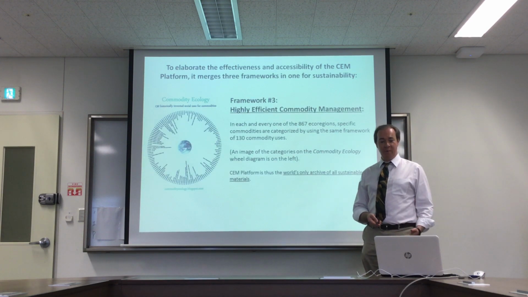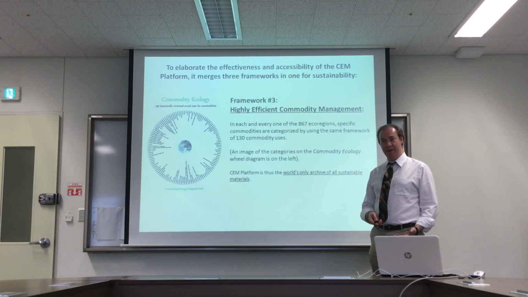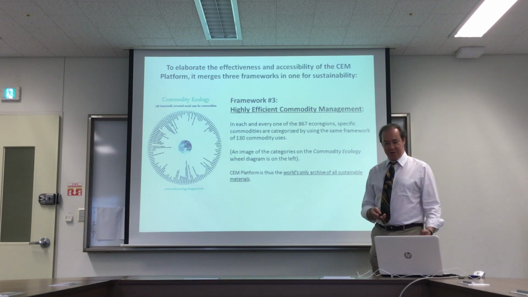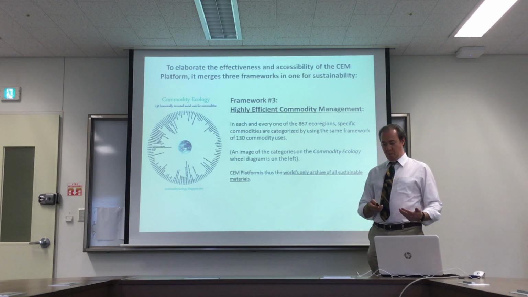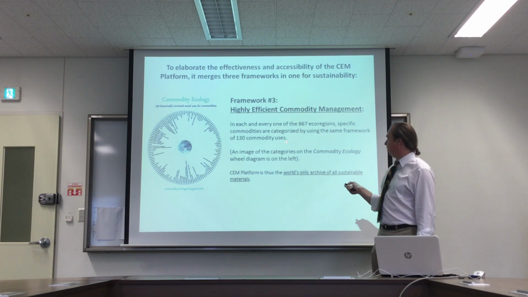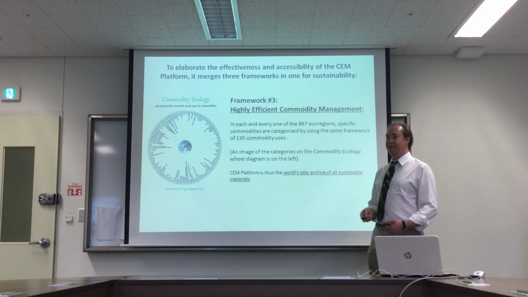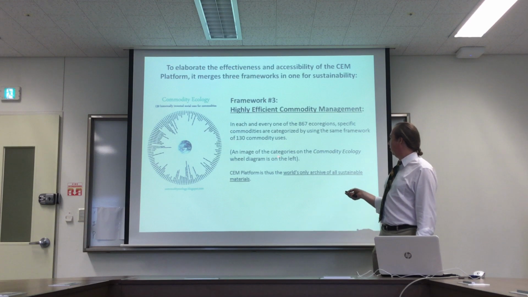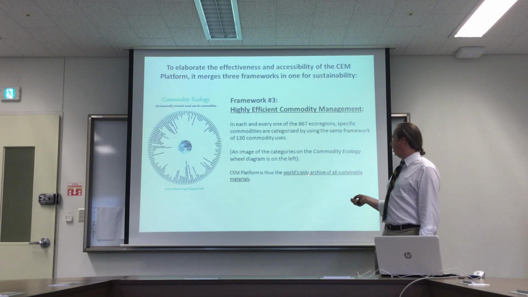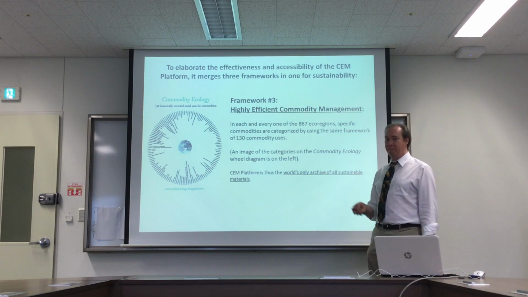The third framework, which is my own, is highly efficient commodity management using the same rubric around the world in each of those 867 different categories, with 130 commodity uses in each of those 867 regions as the same. An image of this commodity wheel diagram is on the left, and the CEM platform is thus the world's only archive of all sustainable materials.